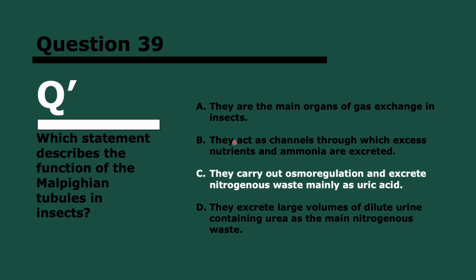So it's nothing about excess nutrients being excreted, and insects don't secrete ammonia, they secrete uric acid. It also has nothing to do with gas exchange. And also, insects don't excrete urine, right? It's, again, uric acid. You need to remember the differences, right?